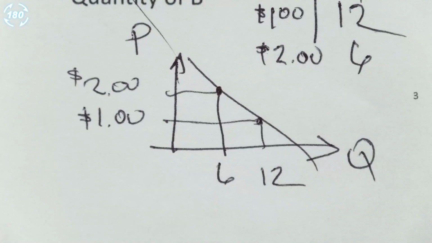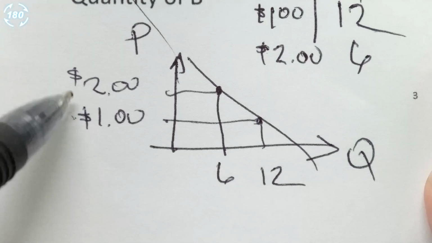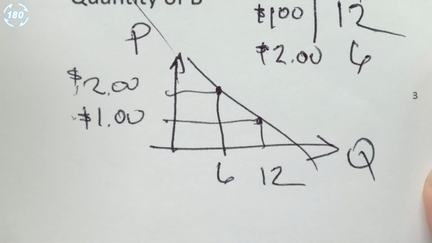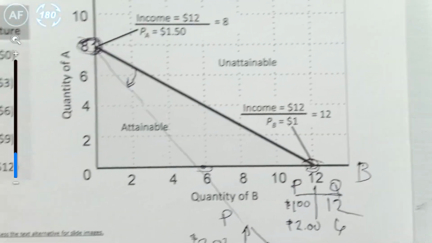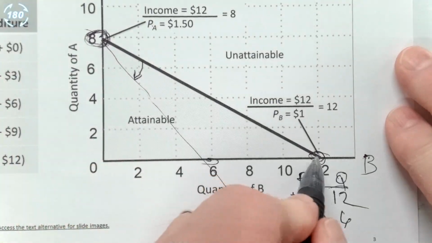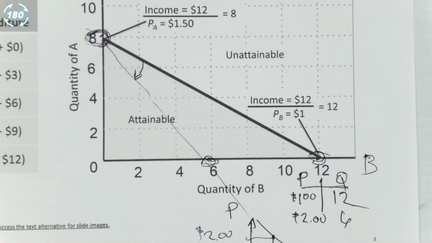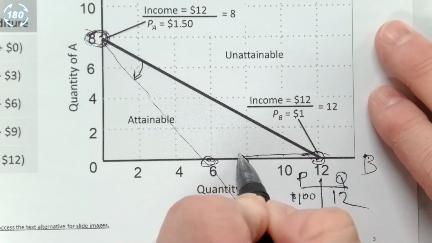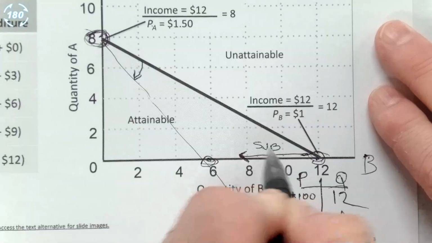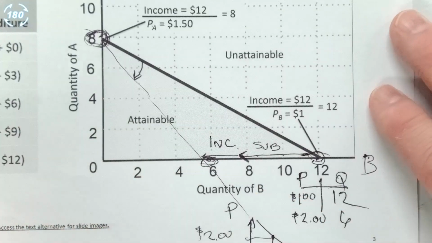Okay, here's the deal. When I increase the price of B from $1 to $2, causing this line to swing in like this, my consumption went from 12 to 6. There were two reasons why that happened. There was the income effect and there's a substitution effect. Those two things we talked about. The income effect will be responsible for some of this, but most of it's the substitution effect. So say this amount is due to the substitution effect and this amount is due to the income effect.